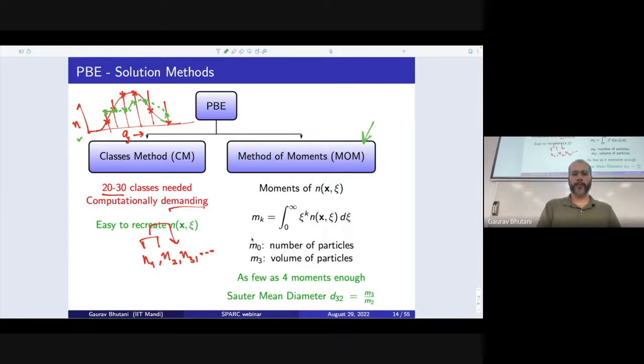Well, this is our statistics 101, but the kth moment of any distribution function n, for now you assume that n is only a function of xi for calculating moments. So n being a function of xi, the kth moment is calculated this way. Now why do we track moments? Because moments have some physical significance.